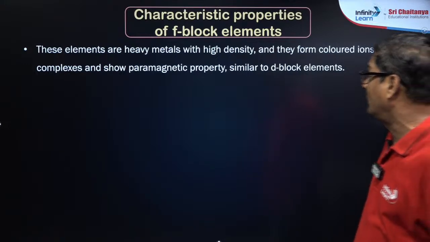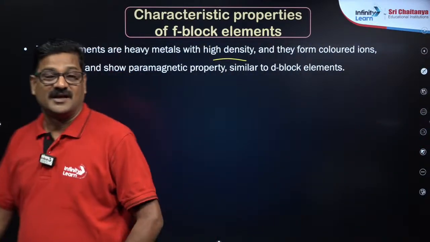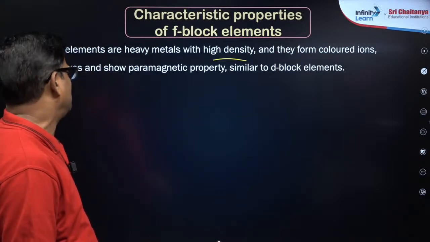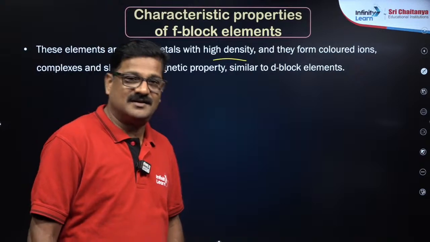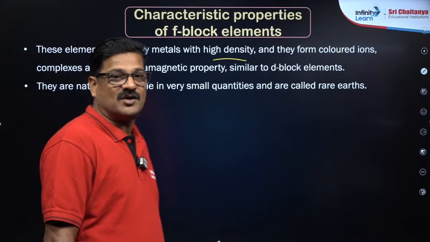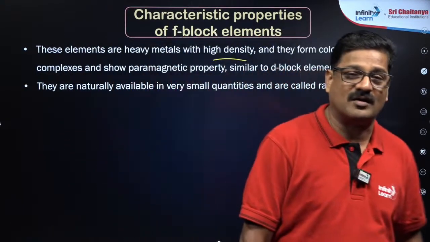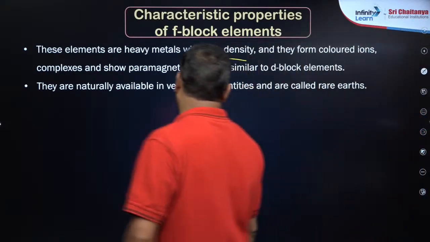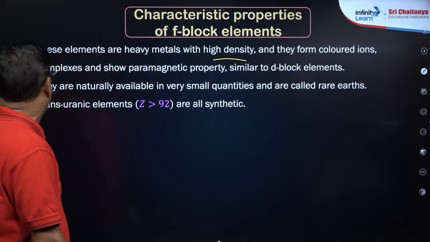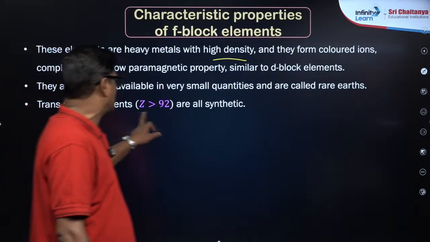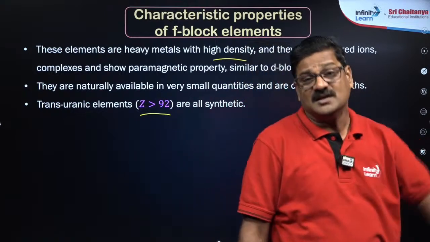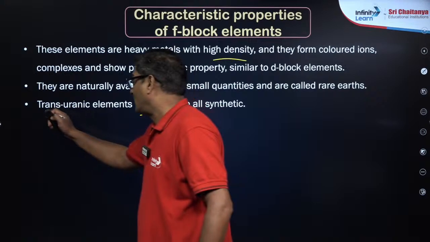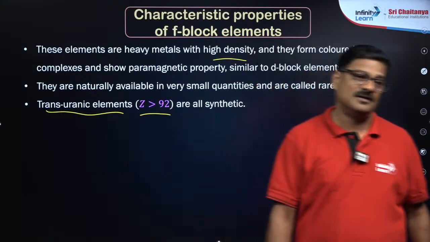These elements are heavy metals with high densities, and they form colored ions, complexes, and magnetic properties similar to just D block elements. And after thorium, all elements are radioactive and all are man-made. So they are called transuranic elements. They are naturally available in very small quantities, are called rare earth. And transuranic elements जहाँ पर Z is equal to or greater than 92, thorium के बाद सब elements are man-made or synthetic. इसके वजह से ये transuranic elements होगा, right?